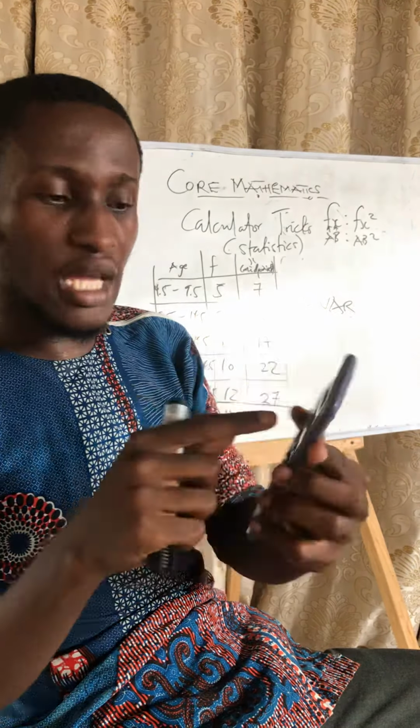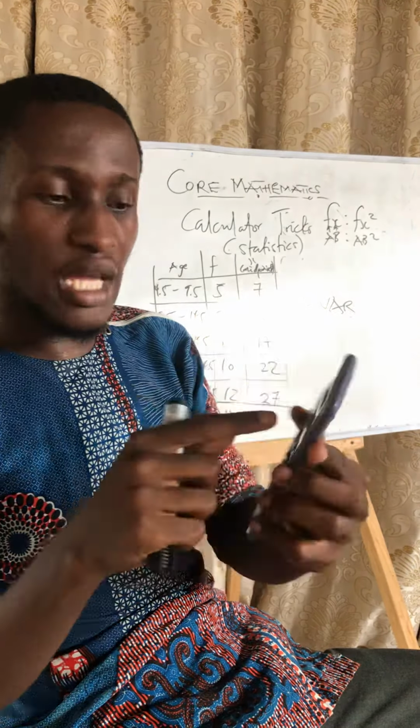When I press 4, I have n, I have x bar, I have delta x. So the n is the summation or sigma f. The x bar is the mean, and the third one, the delta x, is the standard deviation. So if it is the summation that I want, I'll just press the number associated to the summation, the n. So that is 1. When I press 1, I'll just press equal to. It gives me 42. Just as when we added, we had 42.